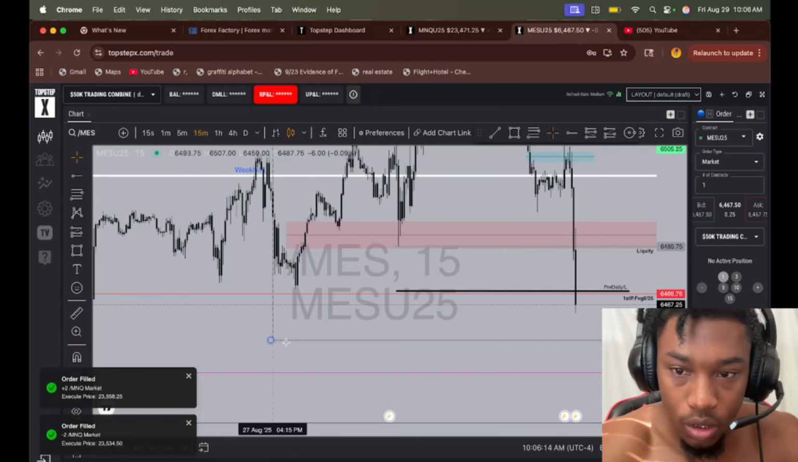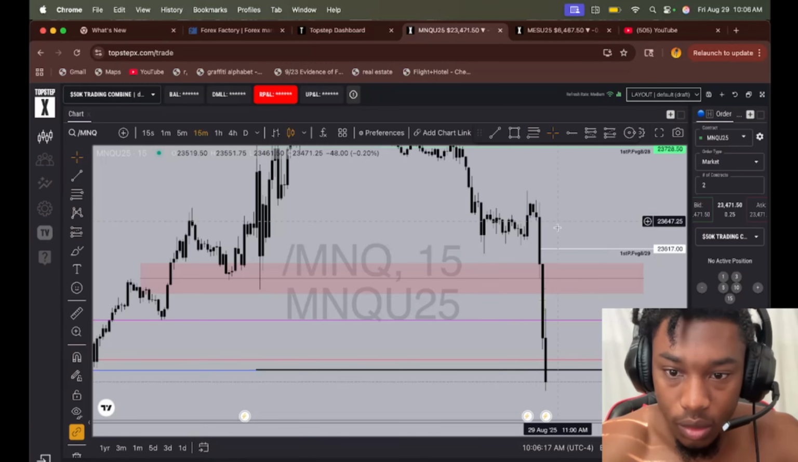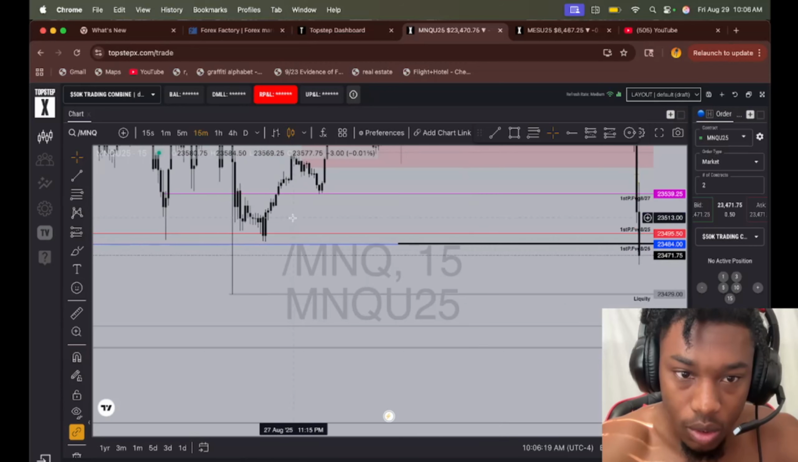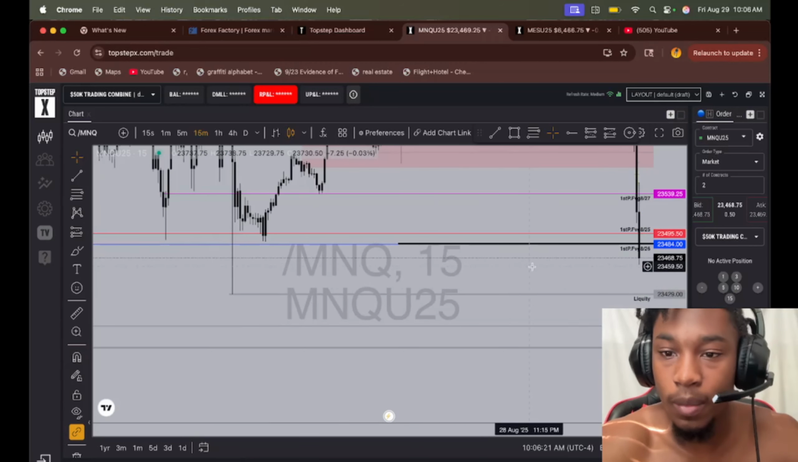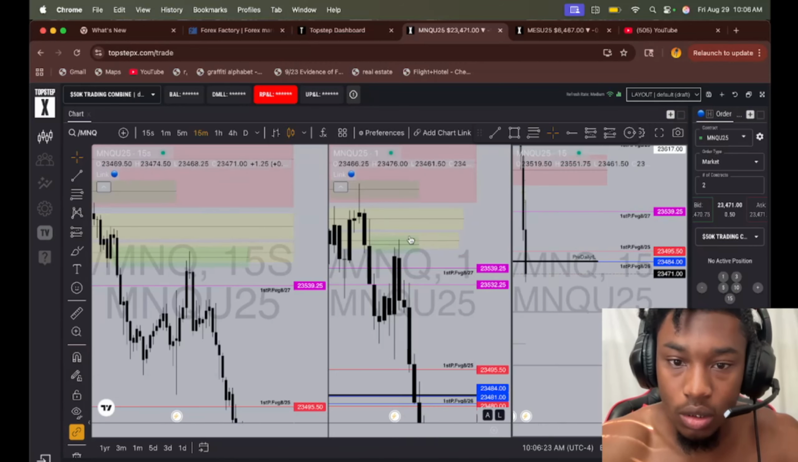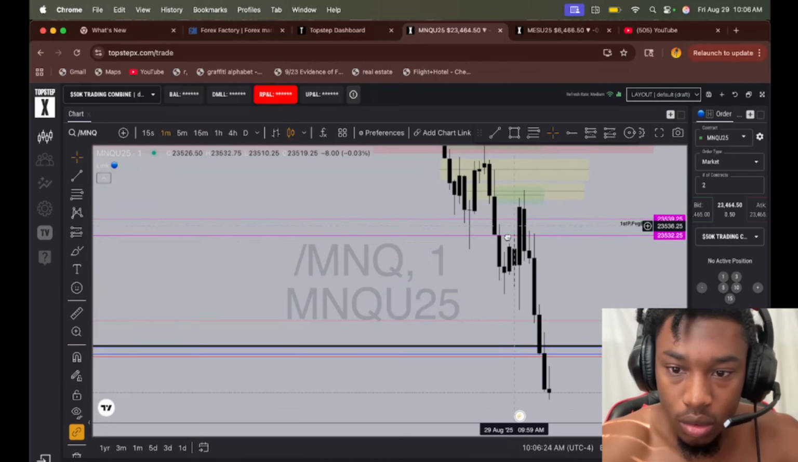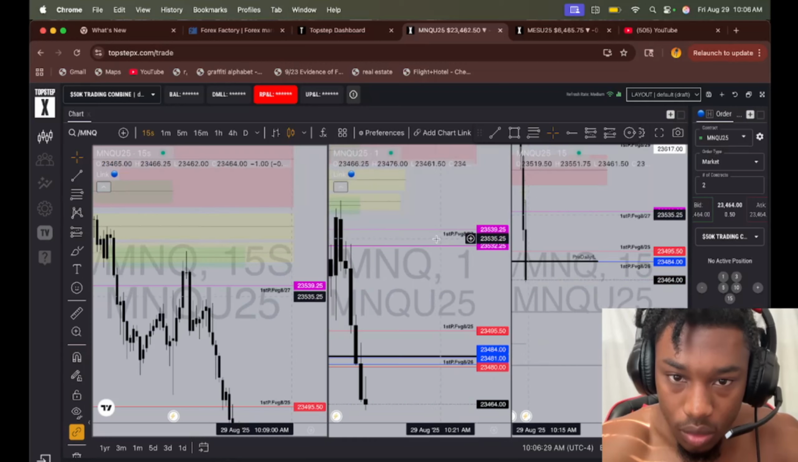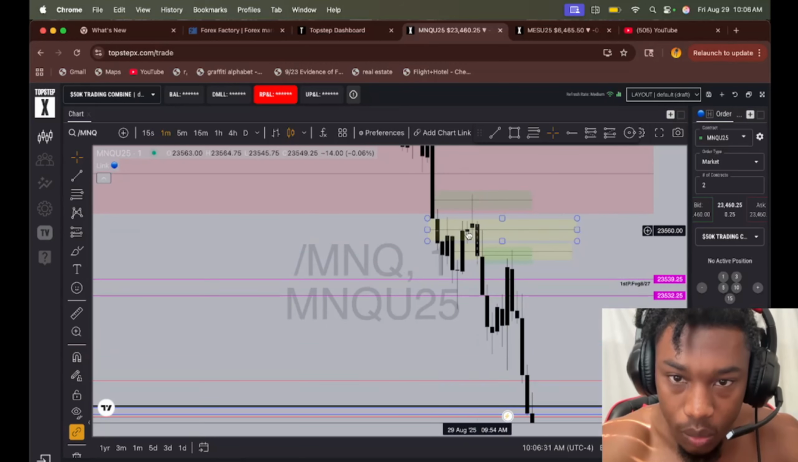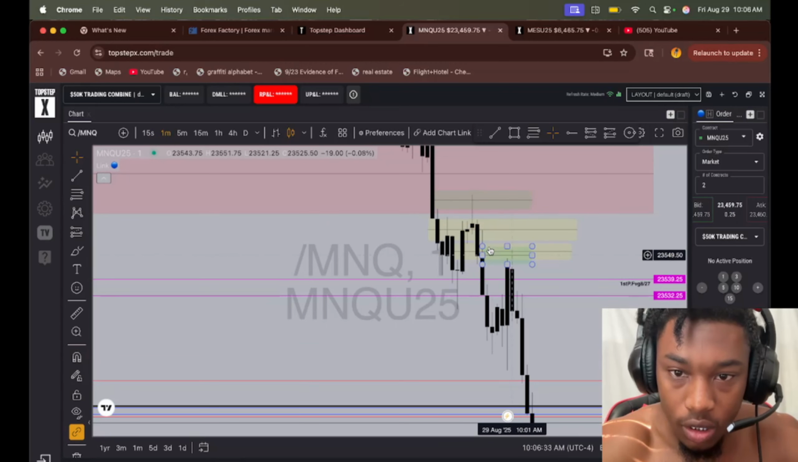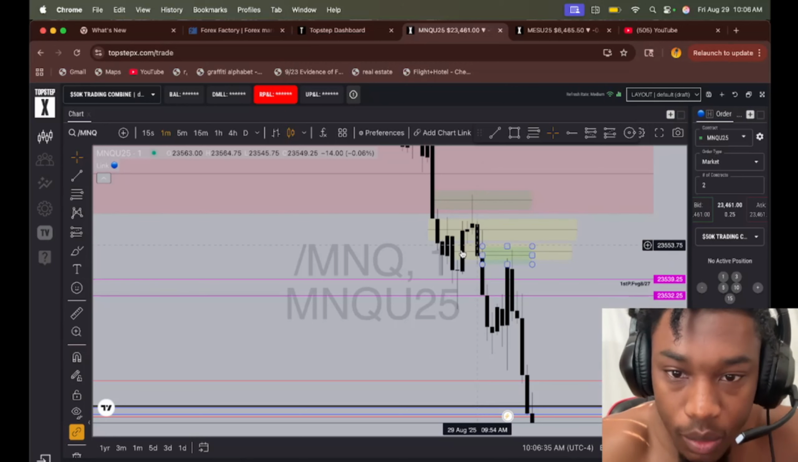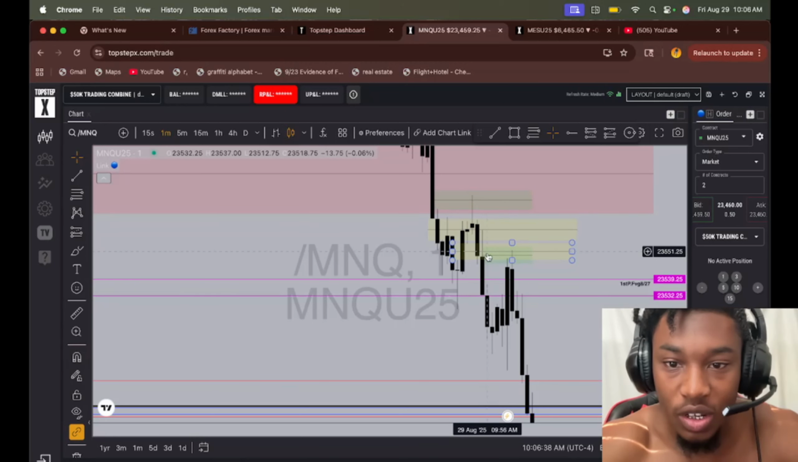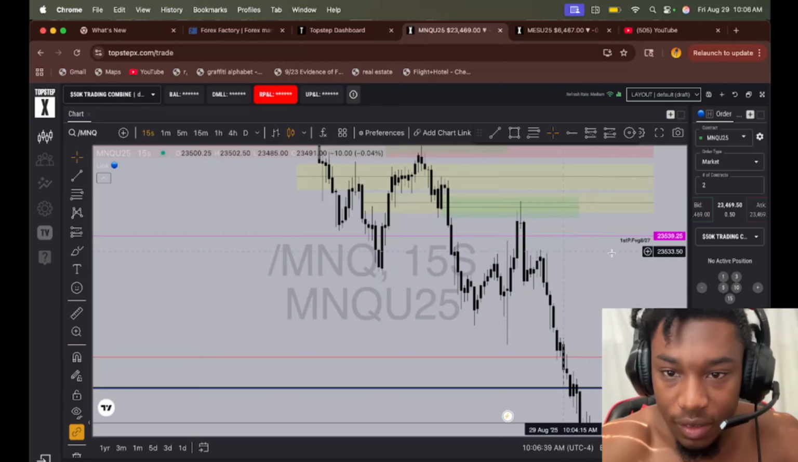ES is about to take out this liquidity right here. Same with NQ, NQ is about to take out this liquidity right there. It's 10:06. Look, you respected this, then they did it again. So you respected this, then you respected this inversion FVG, and then the 15-second.